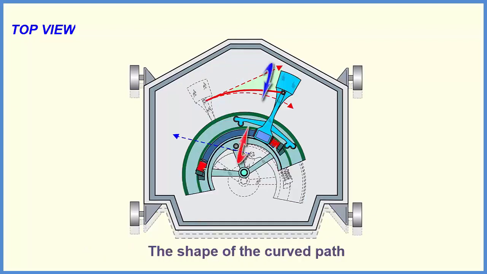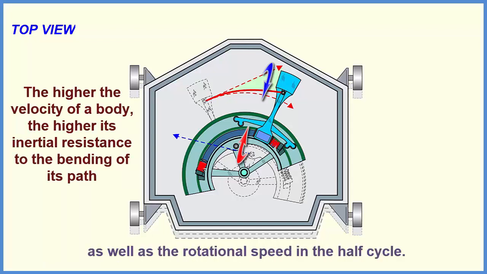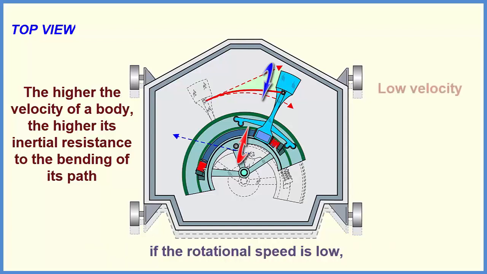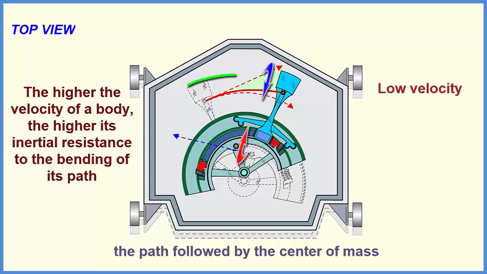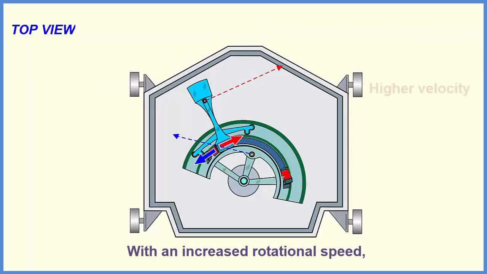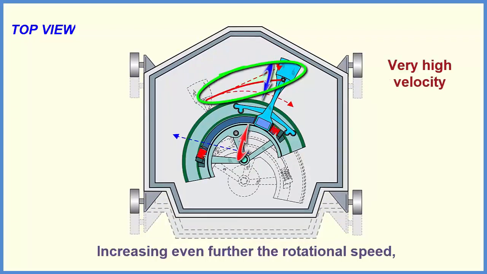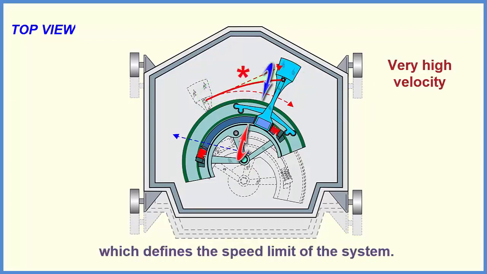The shape of the curved path of the center of mass of the main body in each half cycle depends on the moments of inertia of the counter-rotating bodies and the inertia of the vehicle, as well as the rotational speed in the half cycle. For instance, the other factors held constant, if the rotational speed is low, meaning low operational frequency, the path followed by the center of mass of the main body will be closer to the circle around the rotation center shaft. With an increased rotational speed, the path will be located somewhat farther away from the circle. Increasing even further the rotational speed, the path approaches the straight path which defines the speed limit of the system.